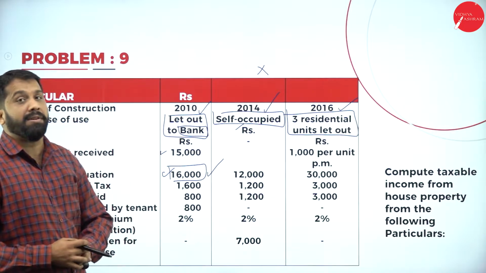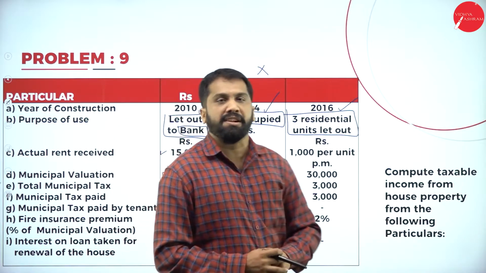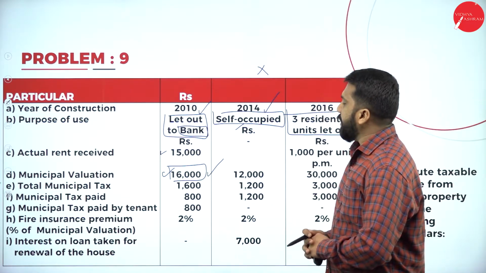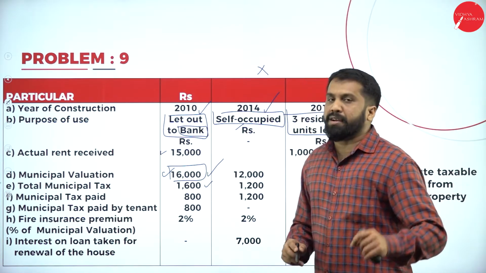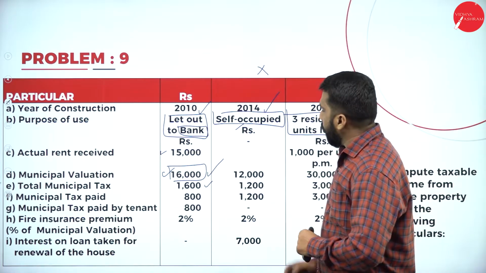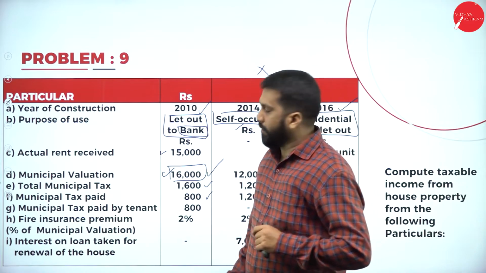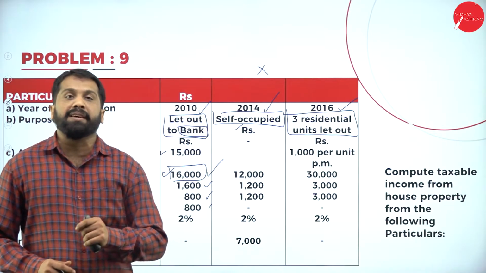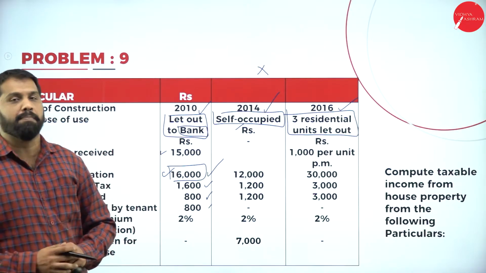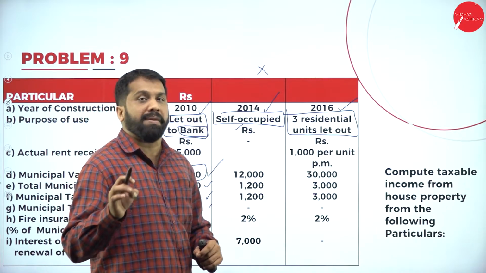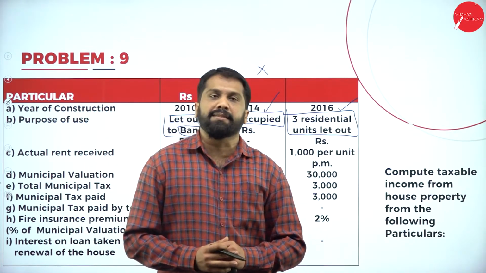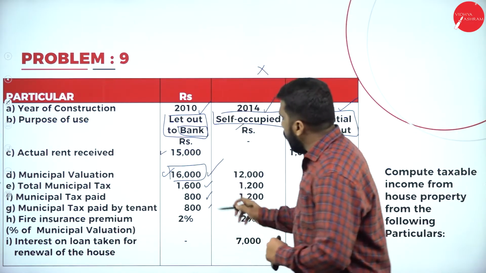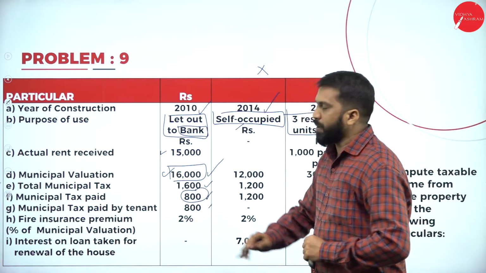So what is your annual value? Your annual value is 16,000. Later, whatever municipal tax paid, like they have given, total tax paid is 1,600, out of which 800 is paid by the owner and 800 paid by the tenant. Remember, whatever municipal tax is paid by the tenant, we will not consider. The municipal tax paid by the owner we should consider. Out of 1,600, 800 is paid by the owner.